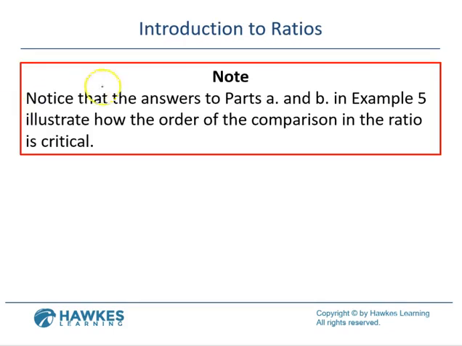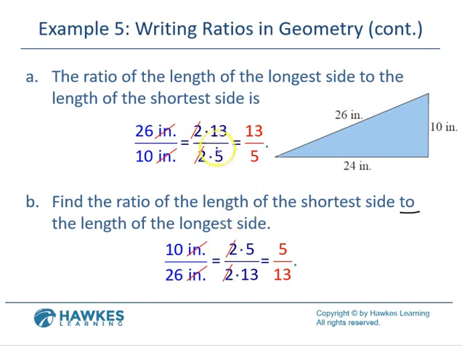Notice the answers in part A and B in example 5 illustrate how the order of the comparison in the ratio is critical. That's what we just showed. It is dependent because here I want to know the ratio of the length of the longest side compared to the shortest side, whereas here it's the shortest to the longest.